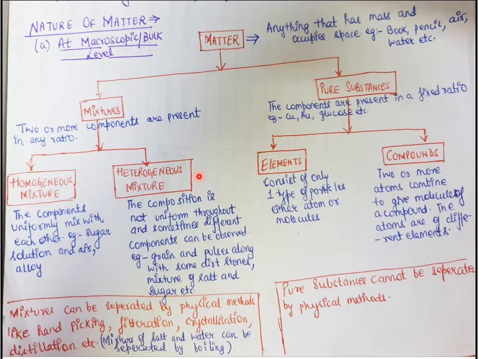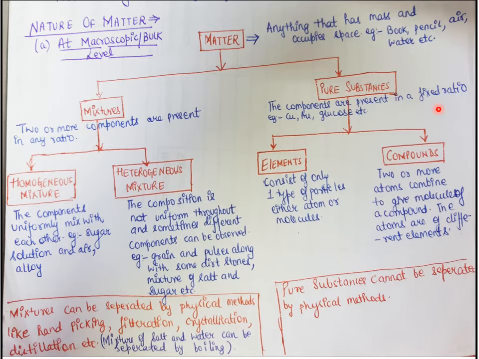The second kind of matter, the second classification of the matter at the macroscopic level, are called pure substances. Pure, in chemistry, means that if anything is there in a fixed ratio, it is called a pure substance in chemistry. So pure substances are the substances in which the components would be present in a fixed ratio, unlike mixtures where the components can be present in any ratio. So in pure substances, the components are very much present in a fixed ratio.